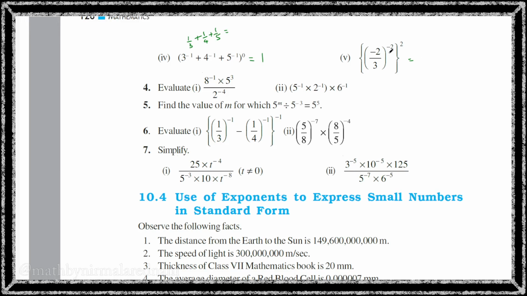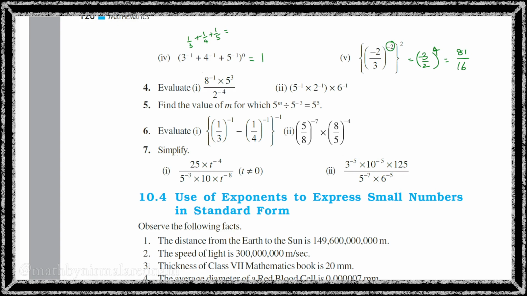Next question. First, I'm going to make this exponent positive. So for that, I'm going to write it as minus 3 by 2 whole square, right? And then whole square. So 2 into 2, I'm going to write it as 4. So I have minus raised to 4, which will give me plus. And I have 3 power 4, which is 81, by 2 power 4, which is 16. So that is my answer. Right? So next, fourth question.